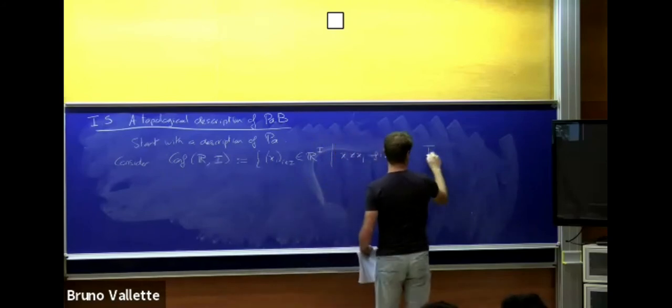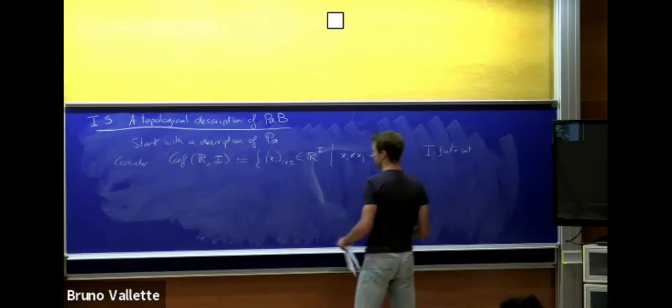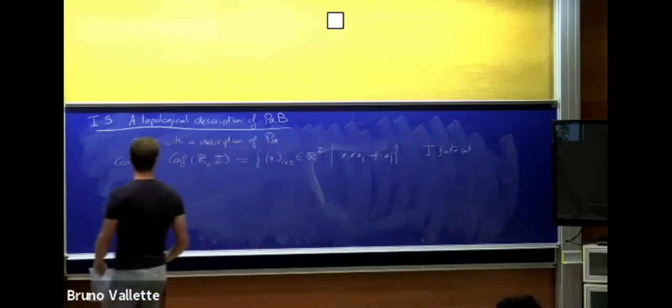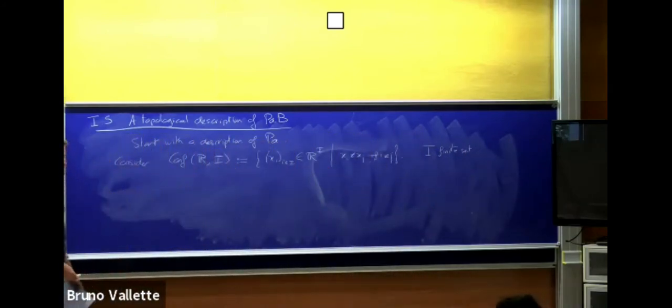So I is just a finite set. But R to the cardinality? It's R to the I, so that's just maps from I to R. It's isomorphic to R to the cardinality of I.